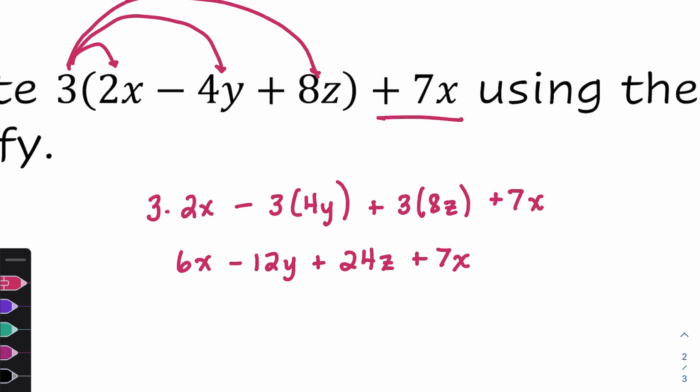And now let's double check. Can I combine any terms together? If I look here, I have a 6x and a plus 7x. So that is going to give us 13x minus 12y plus 24z.